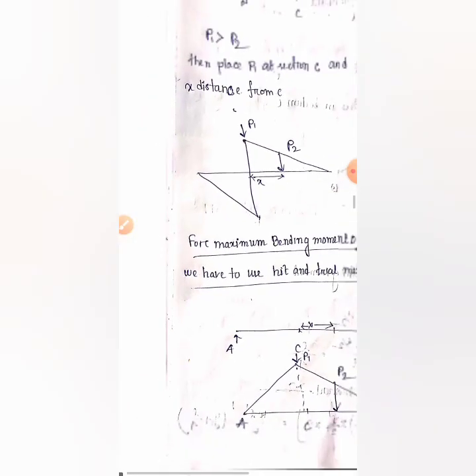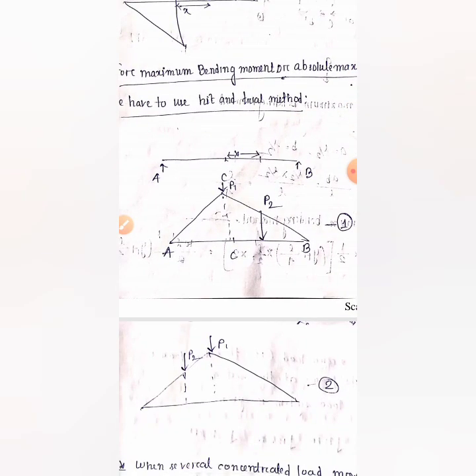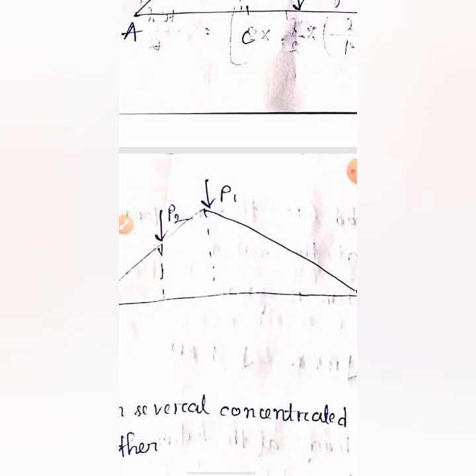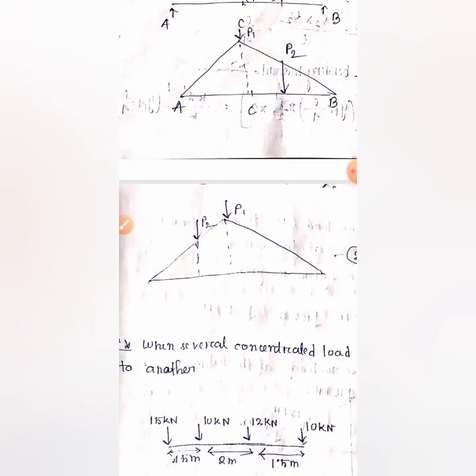Okay. Now for maximum bending moment. It is quite similar. We have to apply the hit and trial method, because it is confirmed that P1 load is at section C. Now we don't know whether P2 will act over right side or left side, because both sides are positive. So we have to apply hit and trial method. It is the first case that P2 is at the right portion of section C, and it is the second case that P2 is at the left portion. We have to check which bending moment has maximum value.